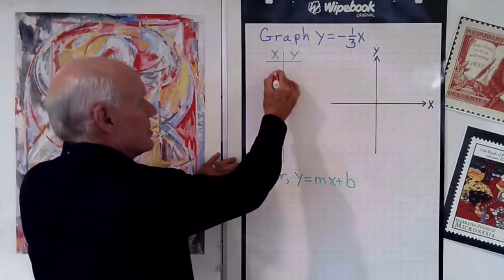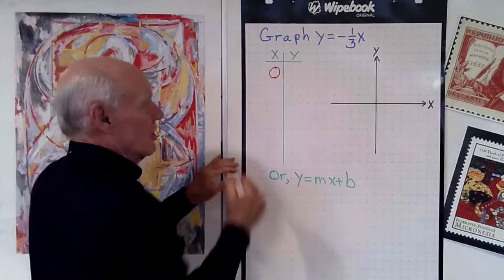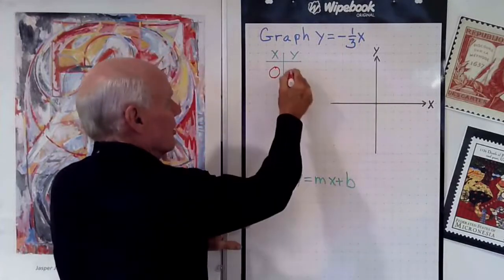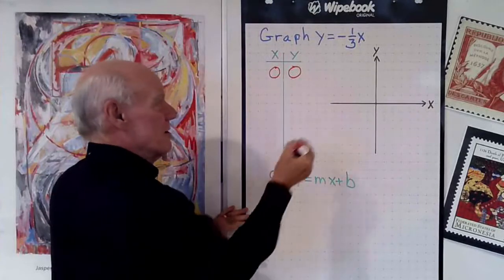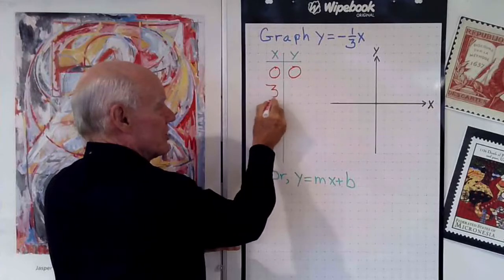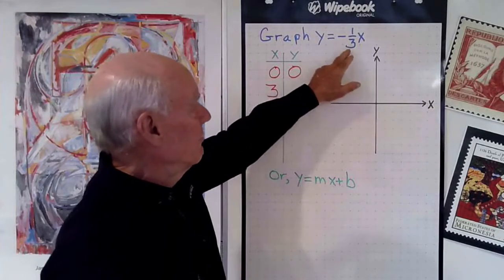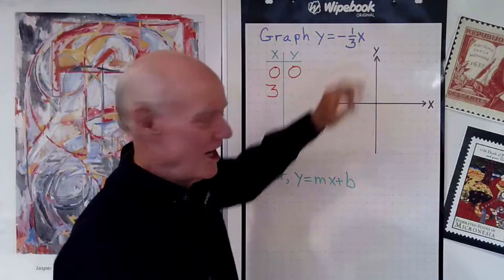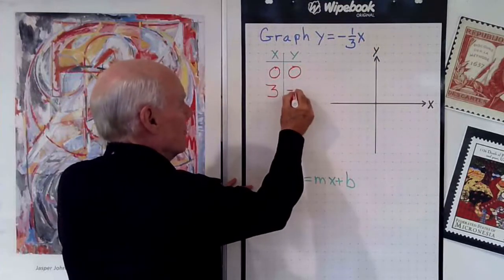So I can start by saying, let's let x be equal to 0. So when x is 0, negative 1/3 times x is going to be 0. Now, let's make it convenient for ourselves. So let's start with the next value of x as 3. So I have negative 1/3 times 3. Well, 1/3 times 3 is 1. With the negative sign, then that's negative 1.